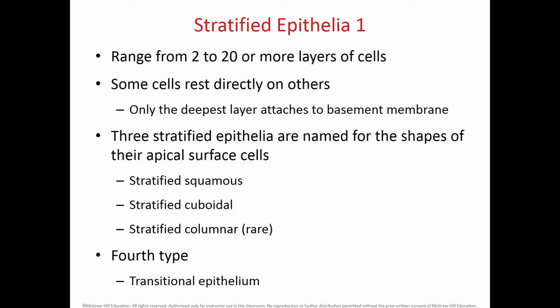Now let's talk about the different stratified epithelia. So stratified epithelia can range from 2 to 20 layers of cells, and some cells rest directly on others. Only the deepest layer attaches to the basement membrane. This epithelia is subclassified into stratified squamous, stratified cuboidal, and stratified columnar, which is very rare, and also into transitional epithelium, in which you have a change of epithelium from one type into another.